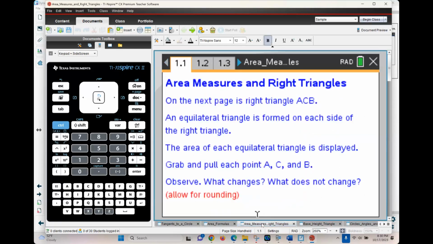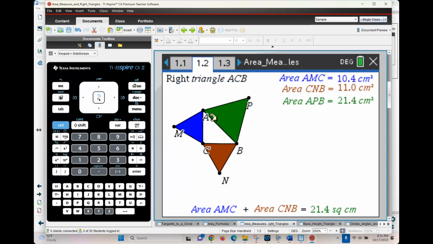All right, next one is area measures and right triangles. I created this one with some help from Steve West, who I'll get to in a little bit. Some of you have seen this before, where you have a right triangle and on each side is a square. The area of the square on one leg plus the area of the square on the other leg equals the area of the square on the hypotenuse.